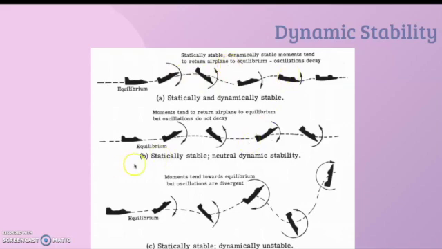The second graphic here shows a statically stable but neutrally dynamic stability. So again, we have equilibrium and then we have some movement in the pitch. Then our last one is statically stable but dynamically unstable. So the moment tends toward the equilibrium, but the oscillation is divergent. So it's pretty much all over the place.